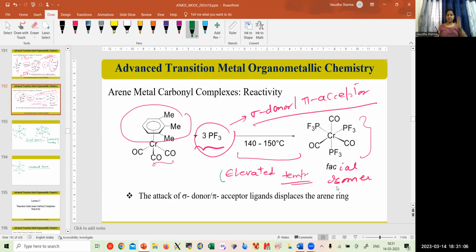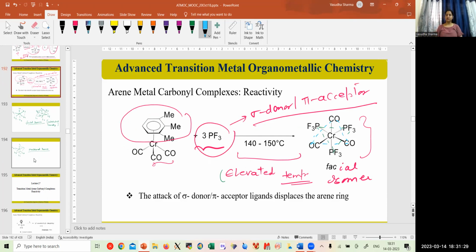the sigma donor or pi acceptor kind of ligands will replace your arene moiety, not the carbonyl. And they will prefer to form a facial isomer, where PH3s are making one triangle and your carbonyls are making an inverted triangle. So this comes as this particular star triangle. So this was about the different reactivity of arene metal carbonyl complexes as we have seen.